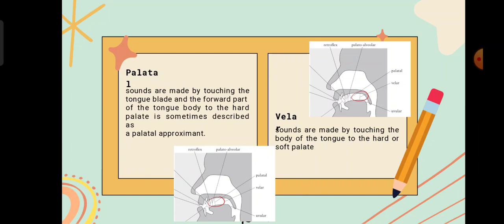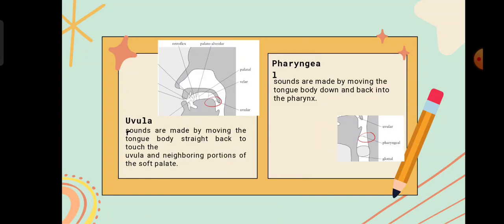Palatal sounds are made by touching the tongue blade and the forward part of the tongue body to the hard palate. Palatal is sometimes described as palatal approximant. Next is velar. Velar sounds are made by touching the body of the tongue to the hard or soft palate. Next is uvular. Sounds are made by moving the tongue body straight back to touch the uvula and neighboring portions of the soft palate.